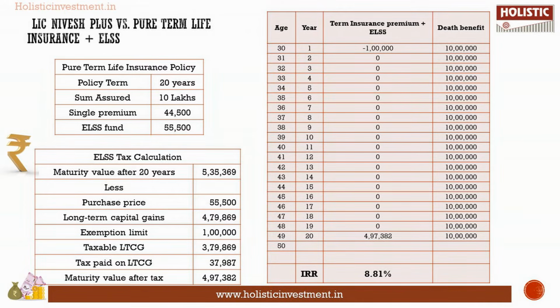A pure term policy for a sum assured of ₹10 lakhs would cost 44,500, which is a single premium. The policy term is 20 years. Out of ₹1 lakh, the balance 55,500 is invested in ELSS fund. At the end of 20 years, while exiting the ELSS fund, capital gains tax arise. Let us set aside the tax payable from the maturity proceeds. The tax calculation is given here. The post-tax fund value is 4.97 lakhs. The IRR for this cash flow is 8.81%.